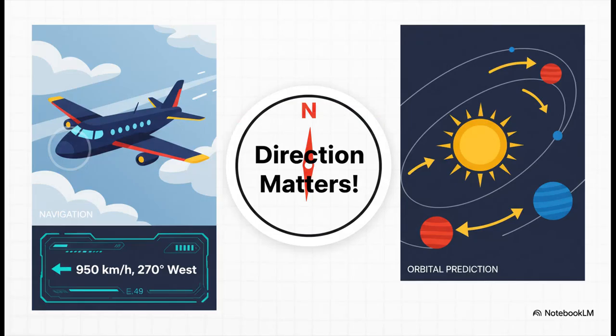And why should you care? Well, think about it. An airline pilot can't just know their speed. They need to know their velocity, speed and direction, to get you to your destination. An astronomer calculating the orbit of a planet needs its velocity, not just its speed. Anytime direction matters, velocity is what you need.